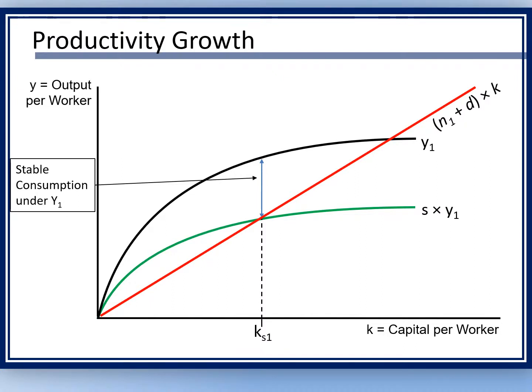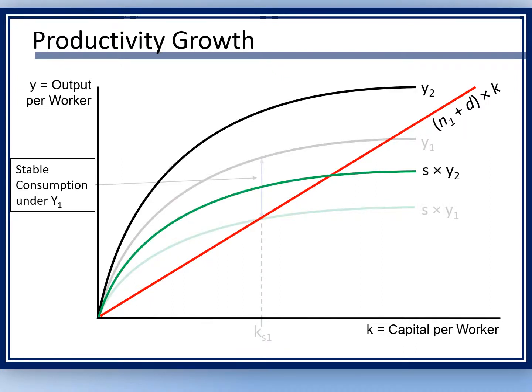Now, in the Solow growth model, productivity growth is represented by a higher black line, which represents the production function. So if you're more productive, then you're producing more given the capital per worker you have. So a higher black line would also come with a higher green line for the same savings rate. So everything goes up.